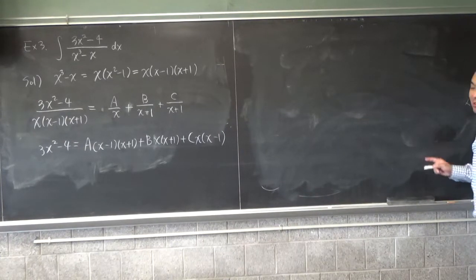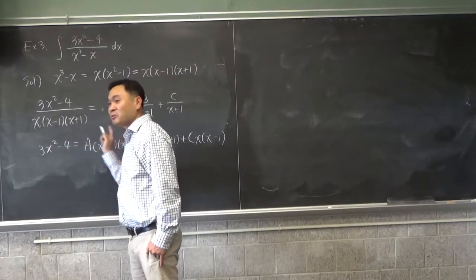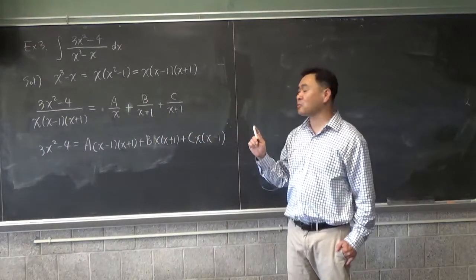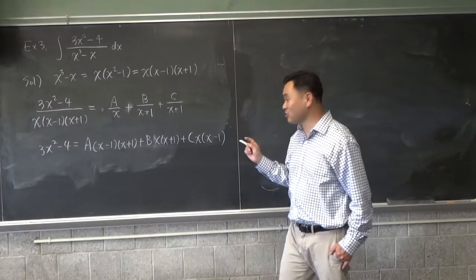And that equation is an identity, meaning that it's an equality between functions. It has to be true for all values of x. Therefore, whatever value we plug in left and right, it should match.